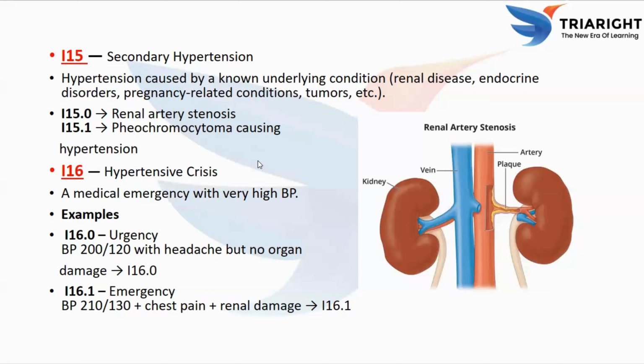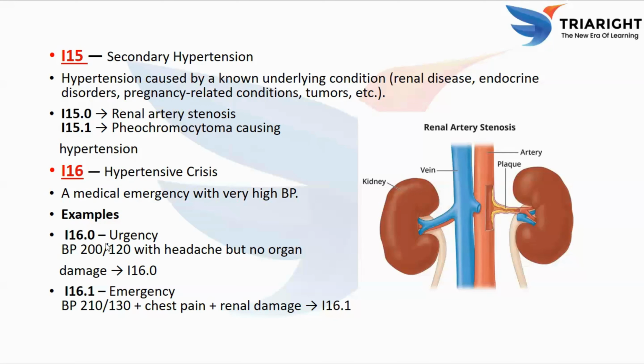So next, coming to the I16 category, which is hypertensive crisis. So this is a medical emergency with dangerously high blood pressure that can cause organ damage. So usually BP, the normal range of BP is 180 by 120, right? So this is the usual normal blood pressure range.